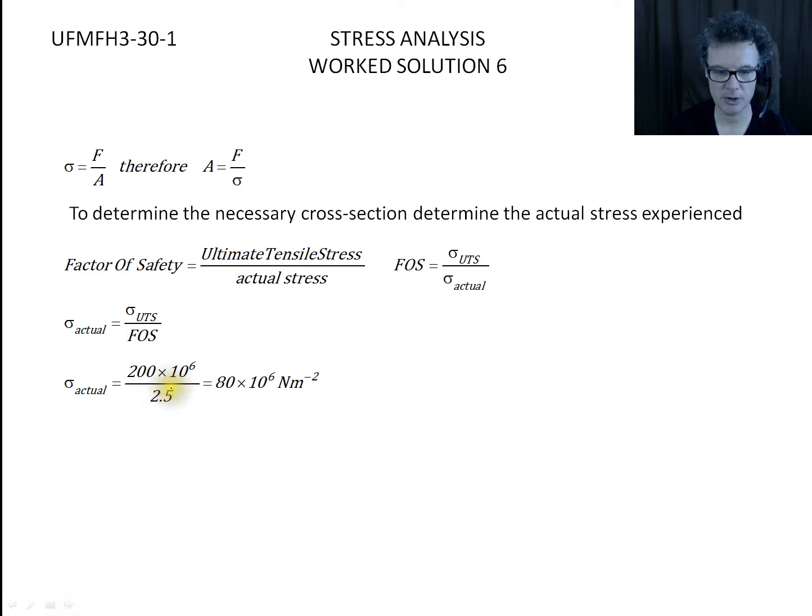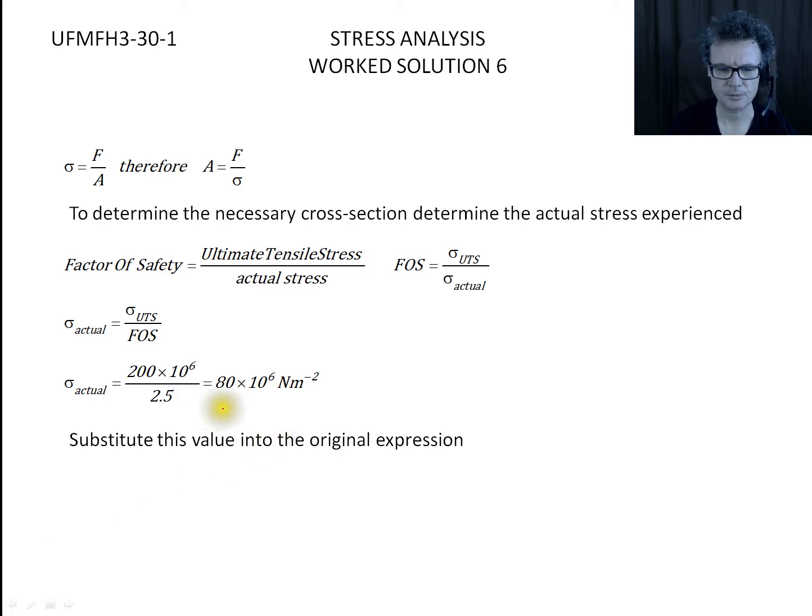So the customer in this particular case has asked for a factor of safety of 2.5. We've been given in the question how much ultimate tensile stress there is, and it turns out to be 200 megapascals. So 200 megapascals divided by 2.5 leaves me with 80 megapascals.